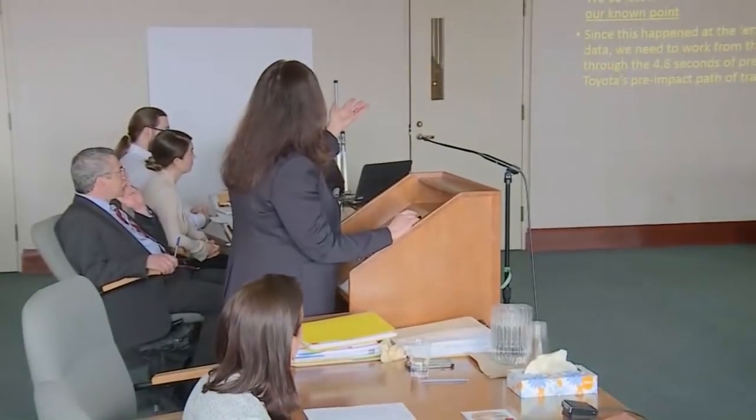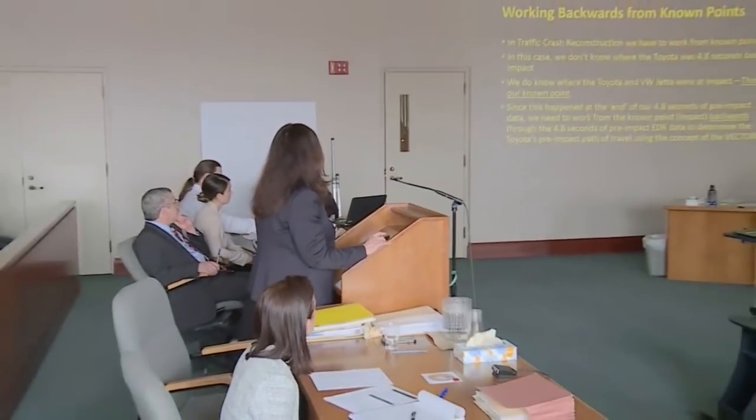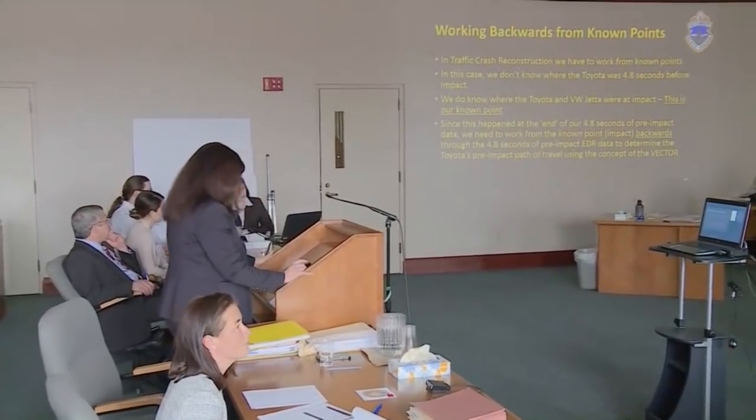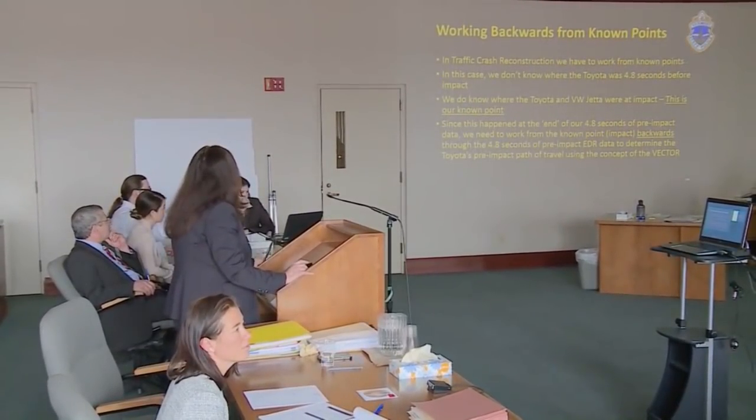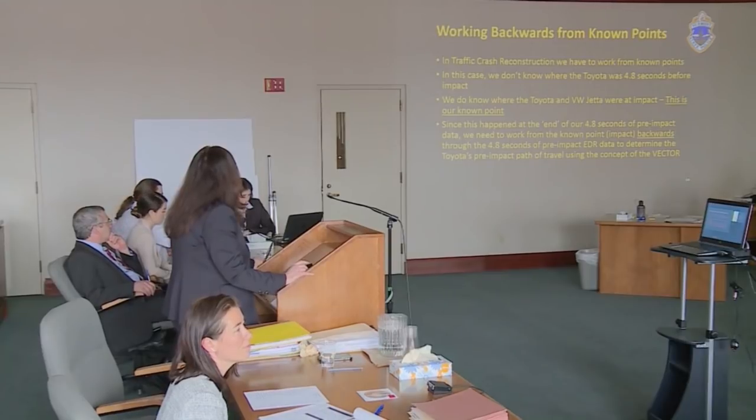So talk to us about this slide, what you mean by working backwards from known points. So in crash reconstruction, we have to work from known points. And in this case, we don't know where the Toyota was at 4.8 seconds before the crash, or any other time for that matter. So we have to work from points where we know that the vehicle was. And we know that at time zero, it was at the area of impact.